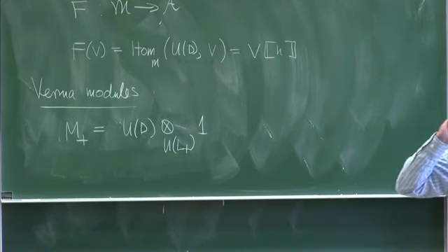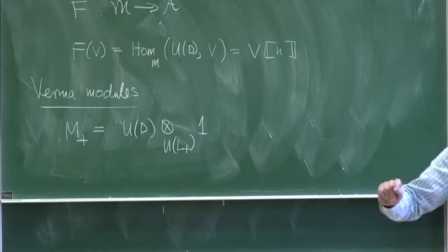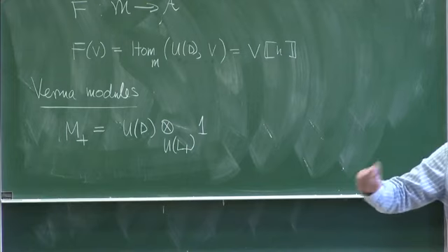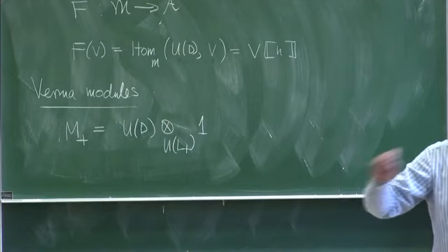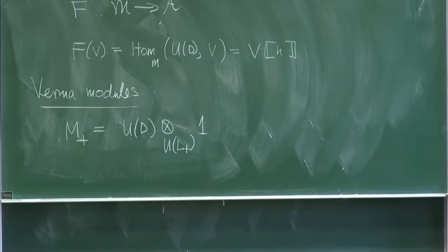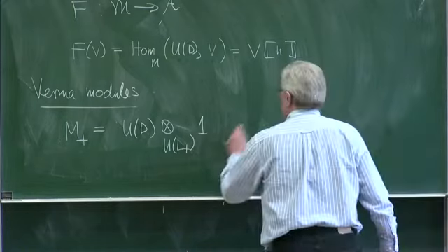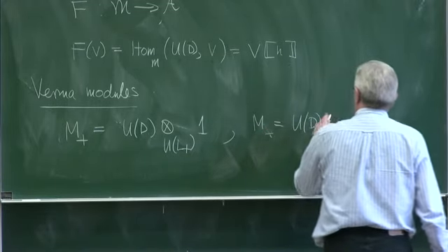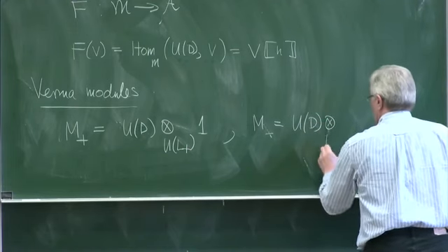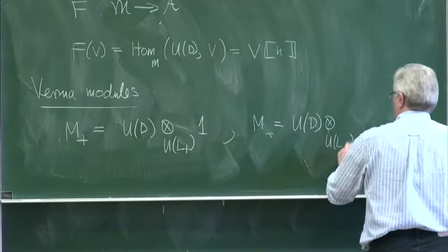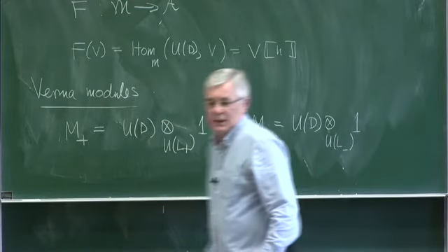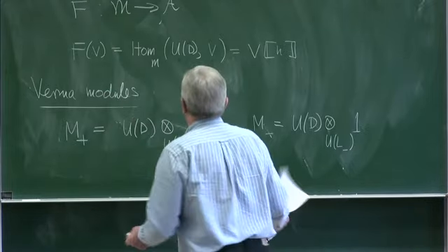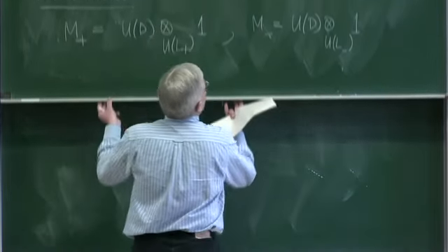If you think in terms of representations of the Lie algebra, it acts by 0. If you think of representations of the universal enveloping algebra, the universal enveloping algebra acts by its augmentation into 1. Right? M minus is U of D tensor over U of L minus, 1. So these are the so-called Verma modules. The basic property they have is this.